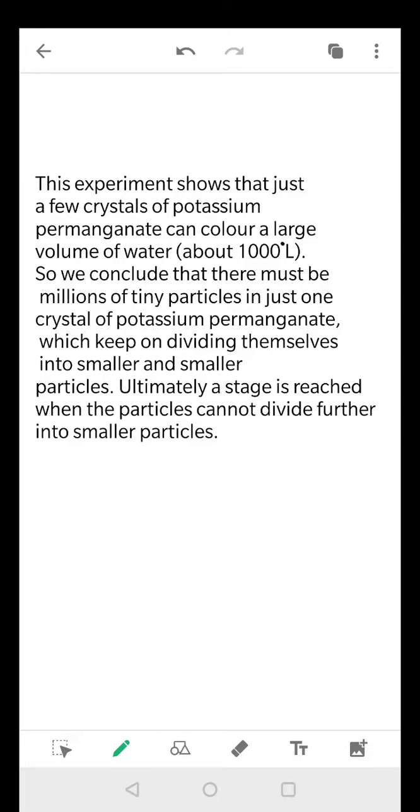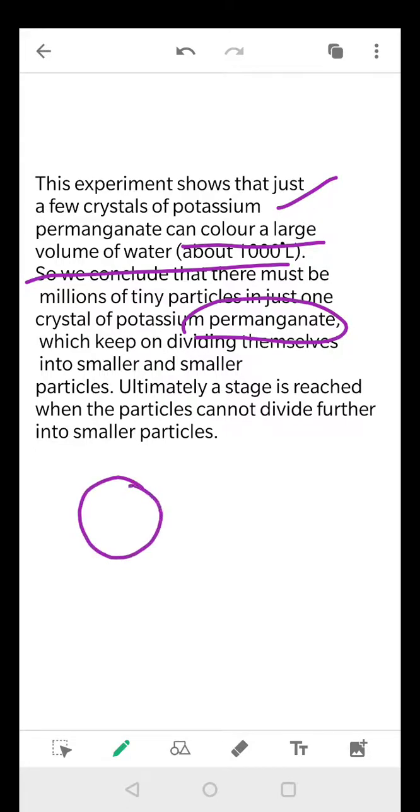These are our conclusions. From this experiment, we are clear that a small portion of 2 to 3 crystals of potassium permanganate can color a large volume of water, right? Clear? So this means there are millions of tiny particles in just a few crystals of potassium permanganate. Now suppose this is your potassium permanganate crystal. It has millions of particles inside it.